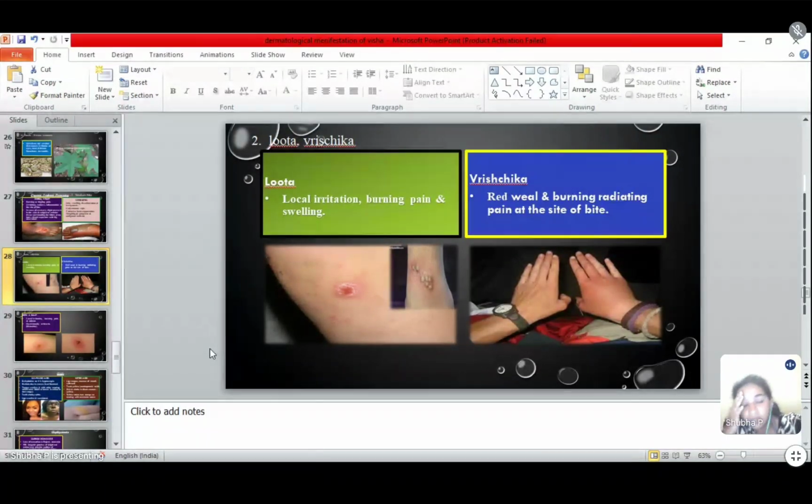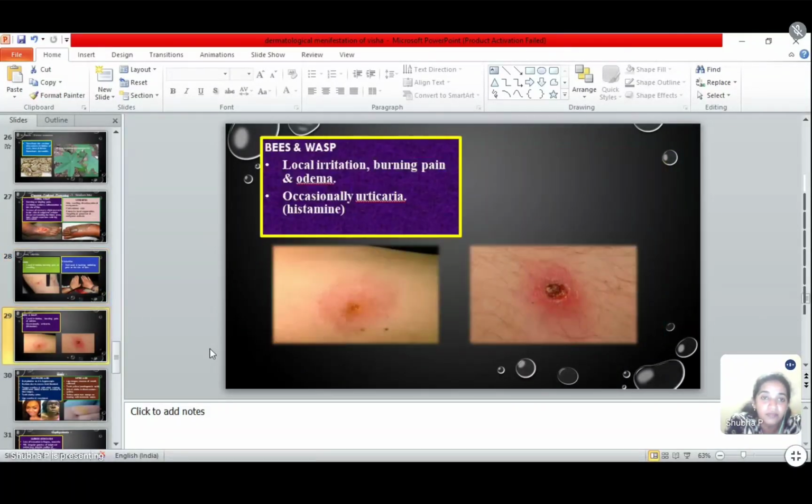Okay. So now, in a case of Vrishchika, as I mentioned, wheals, urticarial rash, severe edema at the site of bite, burning sensations, and radiating pain would be important features. Bees or wasps: local irritation, burning pain. Now again, when we consider Keta Visha, they have classified as Manda Visha Ketas, Tikshna Visha Ketas, likewise Madhyama Visha Ketas, and based on doshic predominance, again Vata, Pitta, Kapha have been mentioned.